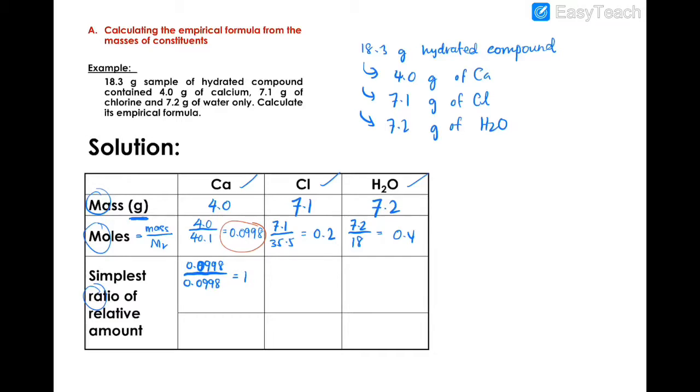Meanwhile kalau kita punya Cl ni pula 0.2 divide by 0.0998, kamu akan dapat 2.00 something. So since the value is plus minus 0.1, so kamu boleh round off terus jadi 2. Okay, and then 0.4 pula divide by 0.0998, kamu akan dapat approximately 4. Now, you have found the simplest ratio untuk setiap komponen yang ada. So, 1, 2 and 4.